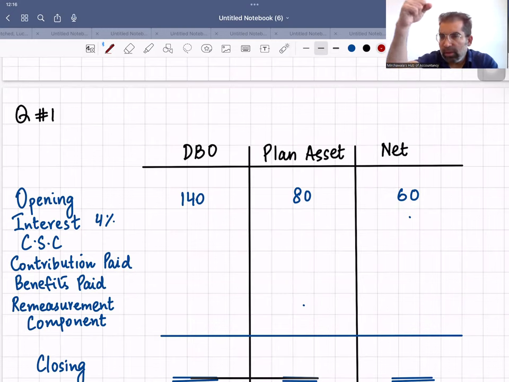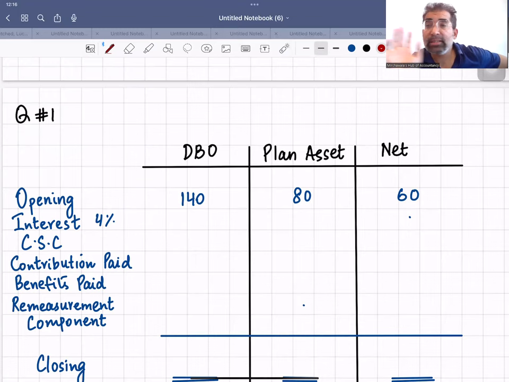Okay. So if you have just seen the question, the DBO liability, the opening liability, is 140. Opening plan asset is 80. Now you have to apply simple maths, no technical maths. How to calculate the net column? The net column is the first column minus the second. 140 minus 80 will give you 60. That's it. Very simple. First column minus second.